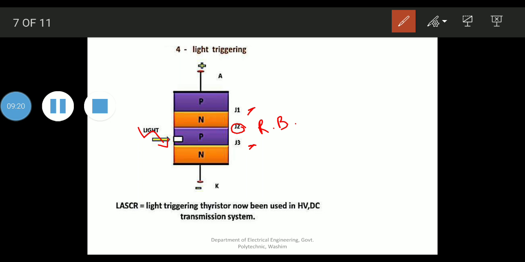These extra charge carriers will try to flow from this junction to the next junction, and due to this mobility of charges, more charges will be generated, and hence the depletion width of the junction J2 goes on decreasing, and ultimately the junction J2 collapses, and there is a clear path from anode to cathode to flow the current, and hence again we can say the SCR has been triggered, or the SCR has been turned on.